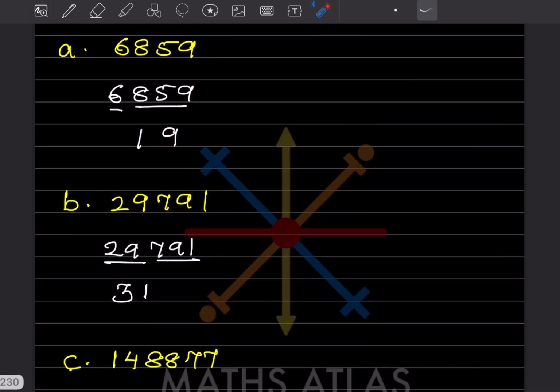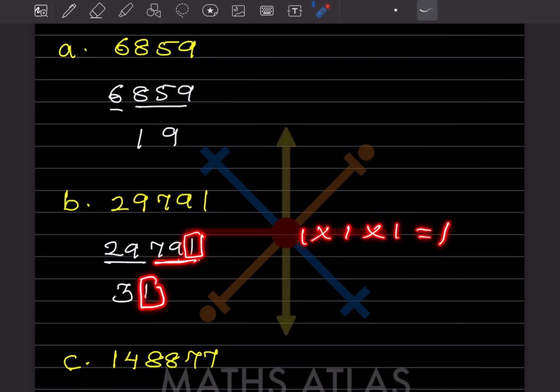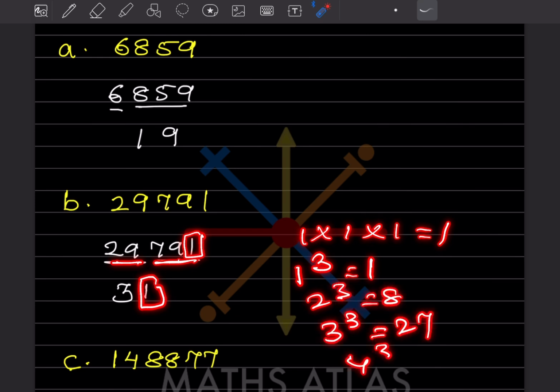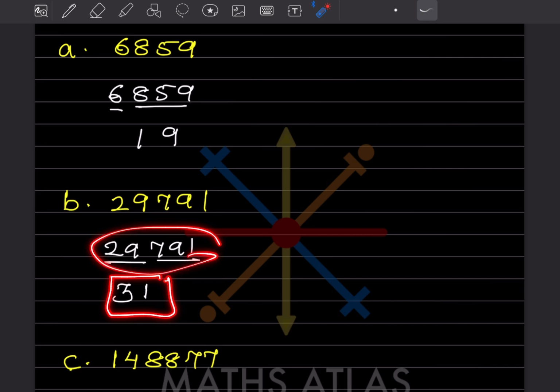Now look at this one. This is 1, so 1 into 1 into 1 is 1. Now the remaining is 29. 29 means 1 cube is 1, 2 cube is 8, 3 cube is 27, and 4 cube is 64. This 64 cannot be taken because 64 is bigger than 29. So we have to take 27, that is 3. We are not going to write the cube of it, just write 3 for this one. So the cube root of this one will be 31.